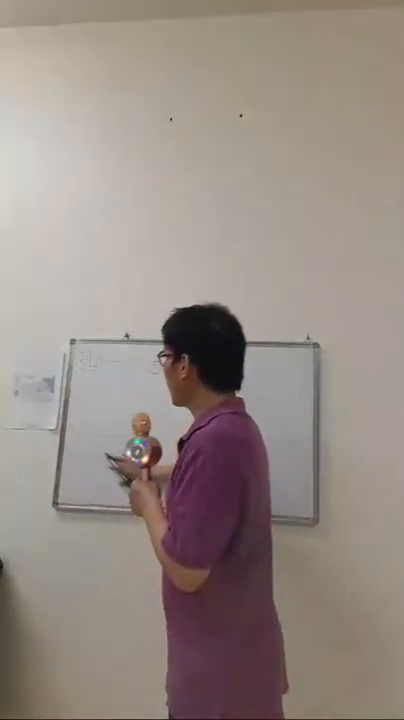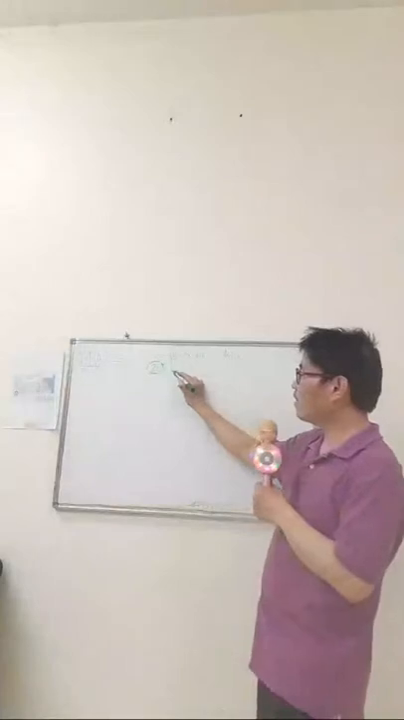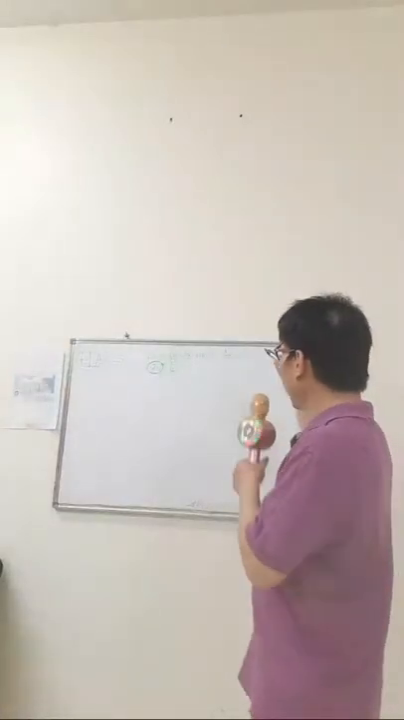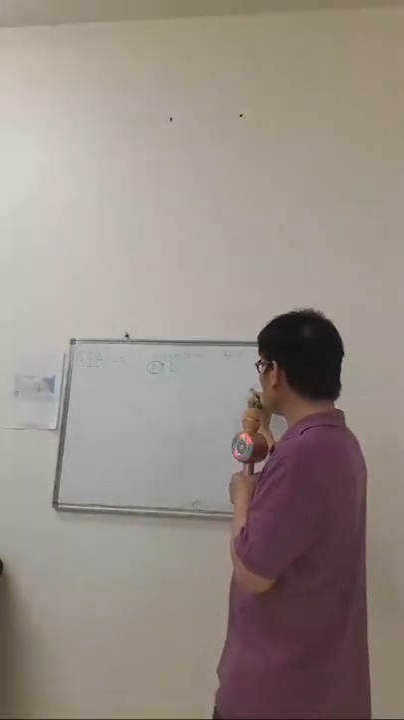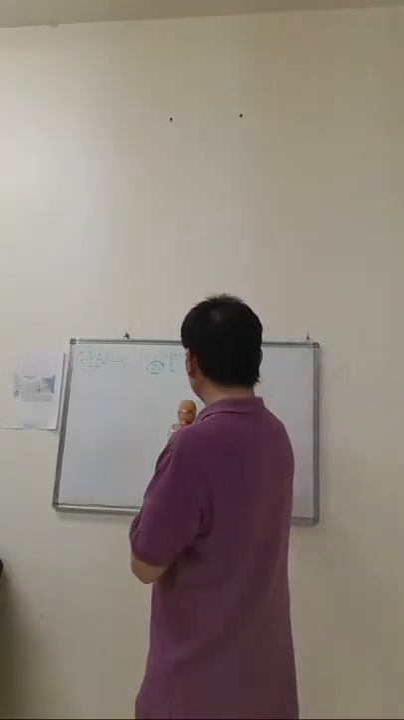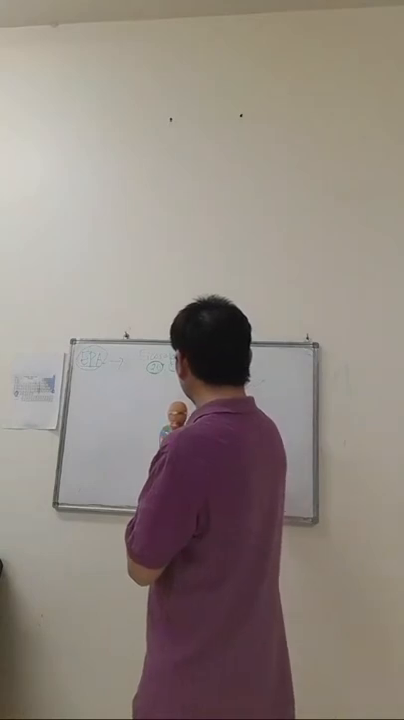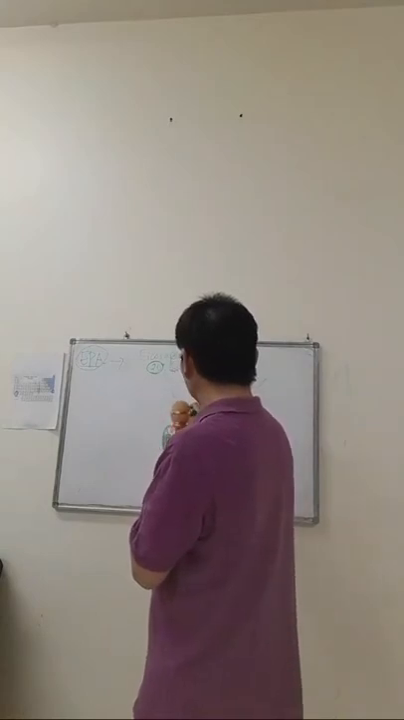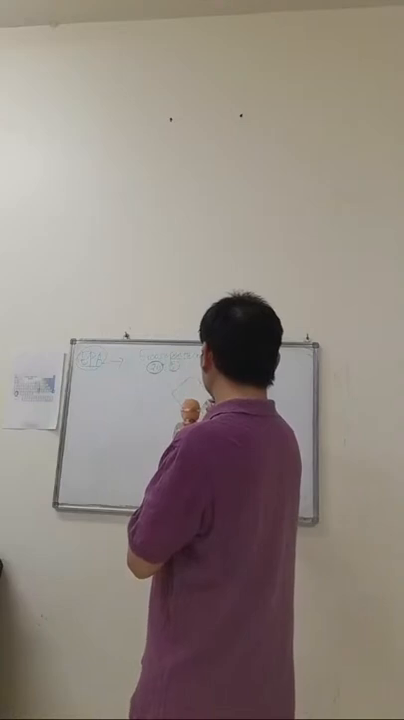Let's draw the structural formula. So, there are 5 conjugated double bonds here.